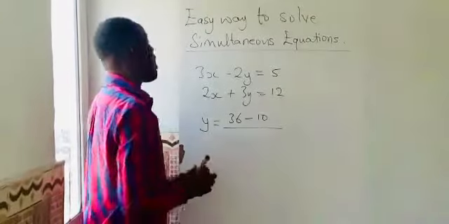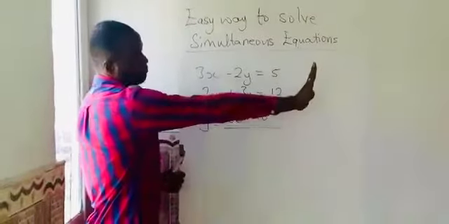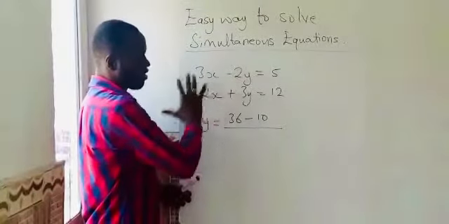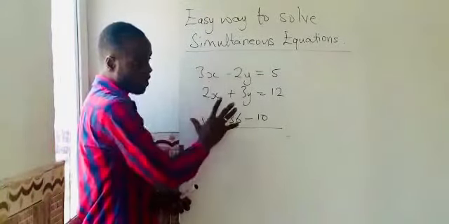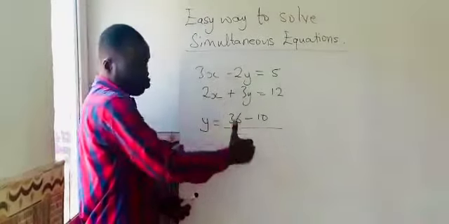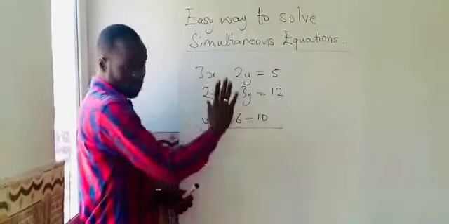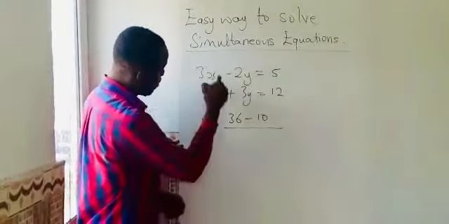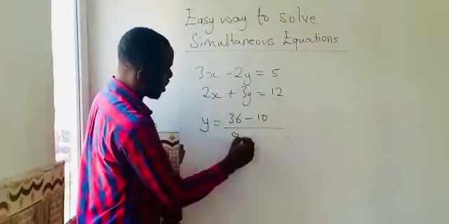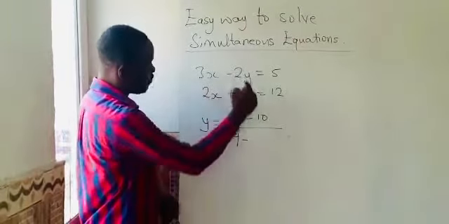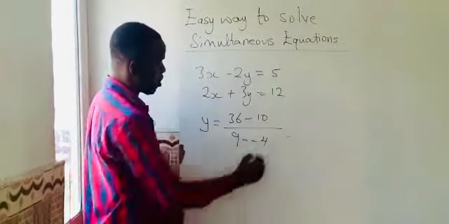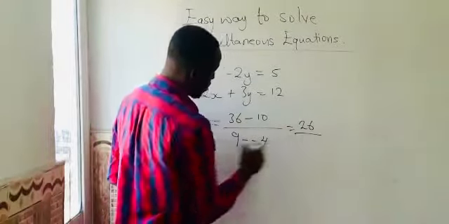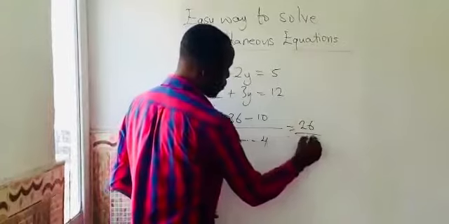The next thing is I will also ignore the constant and concentrate on the coefficients and the variables. Now in them, I will multiply diagonally. The first number will be 3 times 3, I will have 9, minus 2 times negative 2, I have minus 4. So I will be obtaining 36 minus 10, which is 26, divided by 9 minus 4, which is 13.